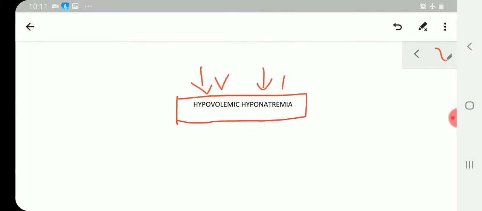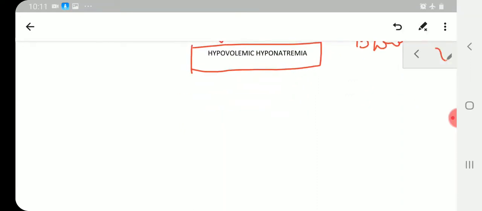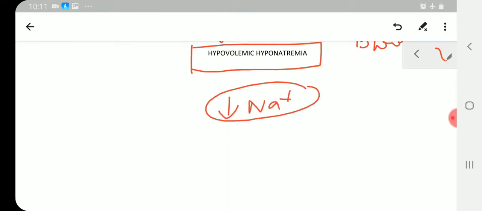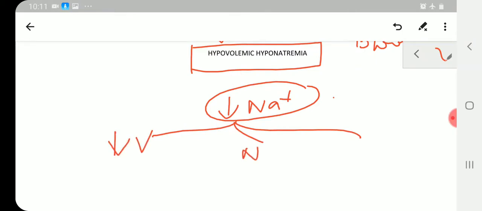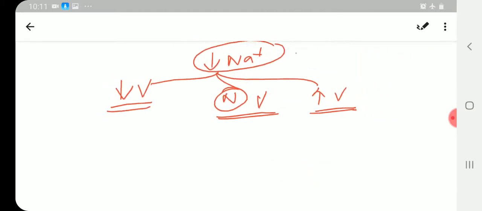Today's topic is the causes of hypovolemic hyponatremia, that is, low volume and low sodium in blood. Hypovolemic hyponatremia. To start with, before going to hypovolemic hyponatremia, I would like to start with low sodium. The causes of hyponatremia are broadly divided into hypovolemic, euvolemic (normal volume), and hypervolemic hyponatremia. I repeat: hypovolemic, normal volume euvolemic, and hypervolemic hyponatremia.